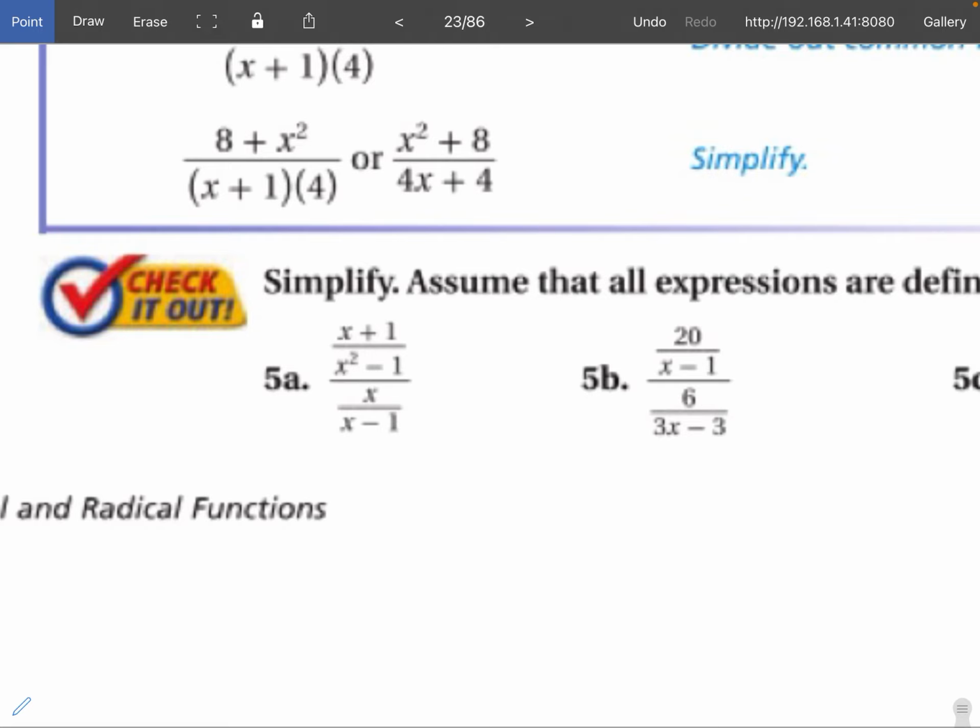Let's see if I can get a little more room on the screen here. There we go.